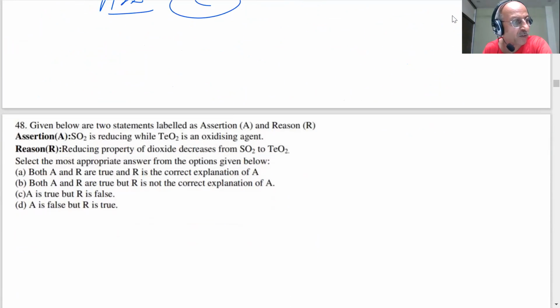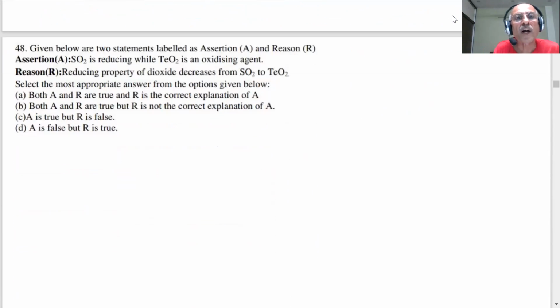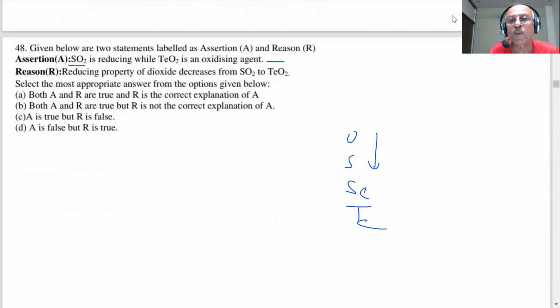Let us move to the next question. Given are two statements labeled as assertion and reason. Assertion A: SO2 is a reducing agent while TeO2 is not. Which group is this, student? Oxygen, sulfur, selenium, tellurium. As you go down, you know what type of oxidation states are shown here.